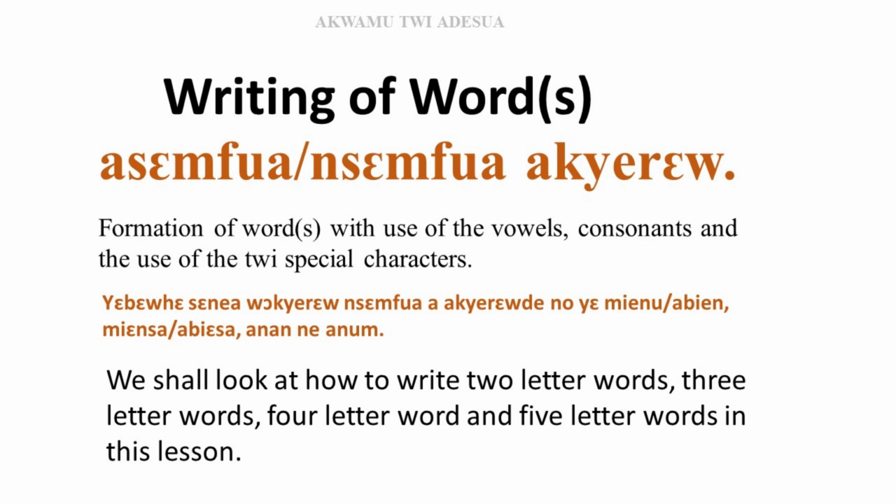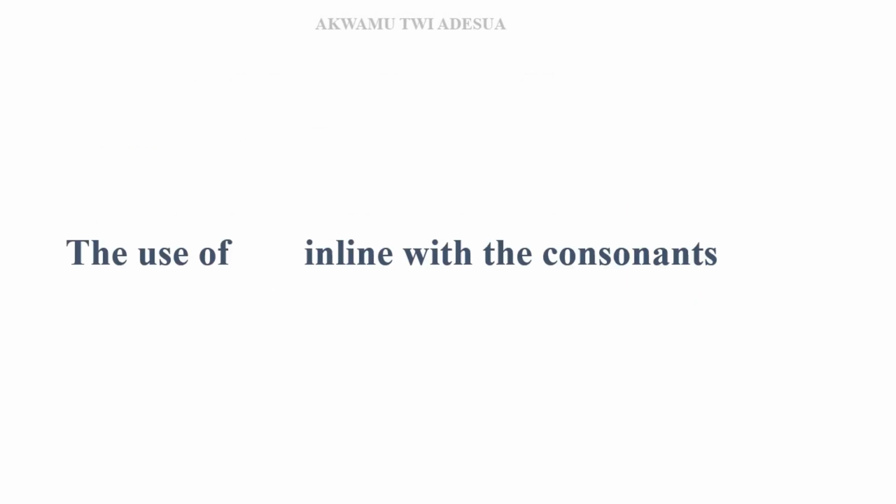We shall look at how to write 2-letter words, 3-letter words, 4-letter words, and 5-letter words in this lesson. The use of a in line with the consonant. Here we are going to use the vowel sound a together with the consonant in forming words.